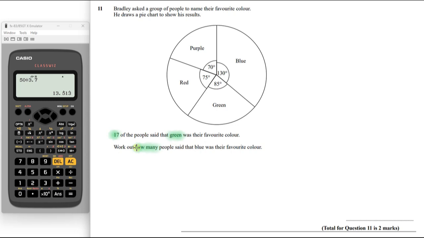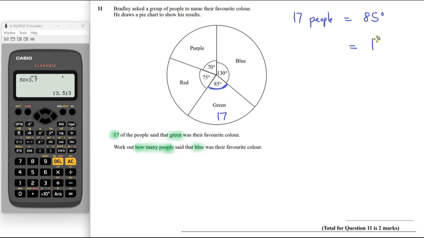Work out how many people said that blue was their favourite colour. The information we're told is that 17 people said green was their favourite colour. This section represents 17, and we can see that that sector has an angle of 85 degrees. So we can say that 17 people is equal to 85 degrees, not percentage, 85 degrees. What we can do is work out what 1 degree is equal to, and then times that by whatever angle we've got for each of these sectors.